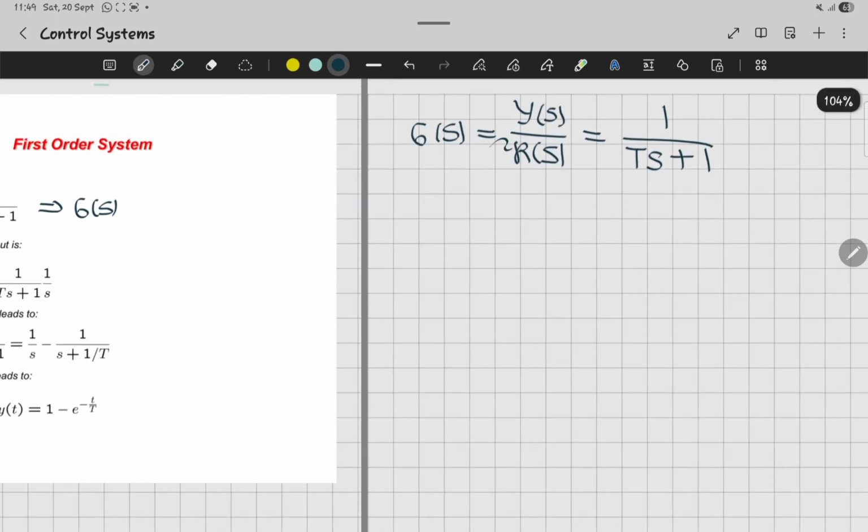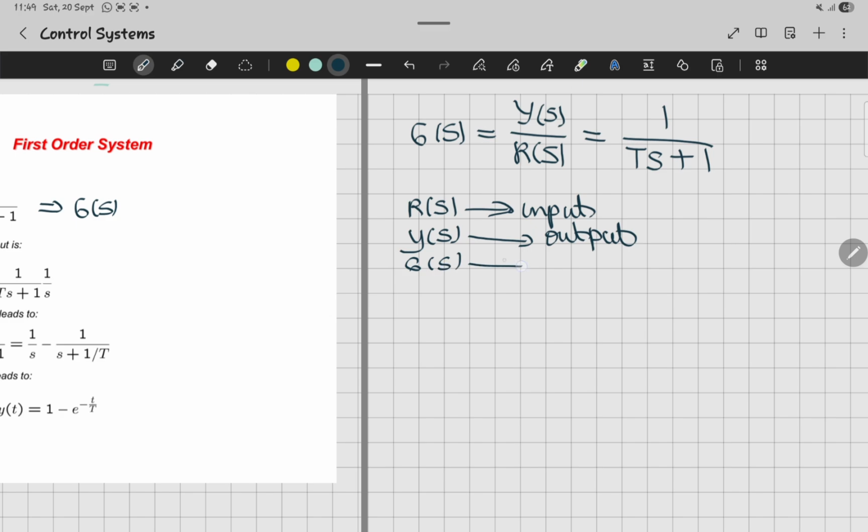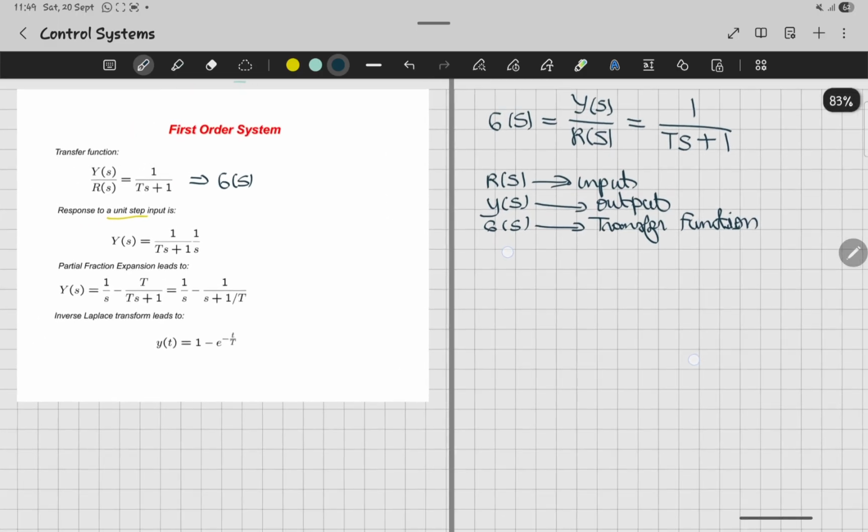So the input is Rs. This is the input. Ys is the output, and Gs is the transfer function. Okay, so we have something like this.